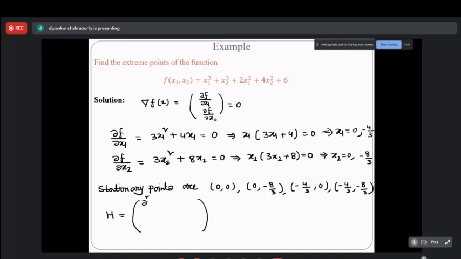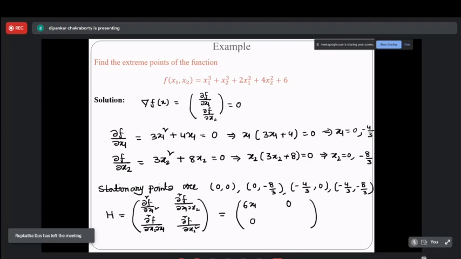Del 2f del x1 squared, del 2f del x1 del x2, del 2f del x2 del x1, and del 2f del x2 squared. Now what will be del 2f del x1 squared? We have to take another order derivative here. That is going to give you 6x1. This one will give you 0. This one will be similarly 0. And this one will be 6x2.